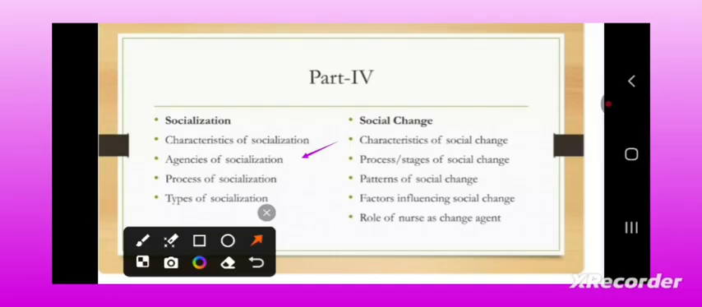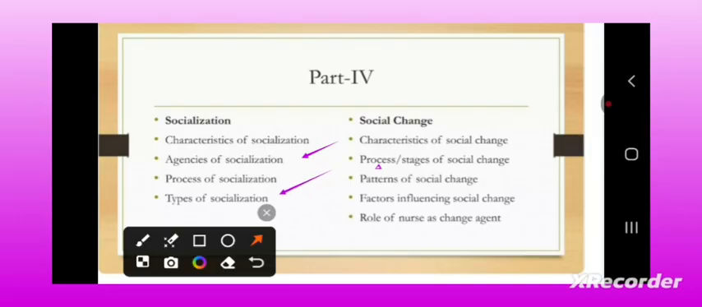Mass media, TV, internet, social media, and film convey images, values, and information that shape worldviews. Religion, state, workplace, and other institutions impose rules, roles, and values upon individuals. So, the agencies of socialization: family, school, peer group, mass media, religion, workplace.